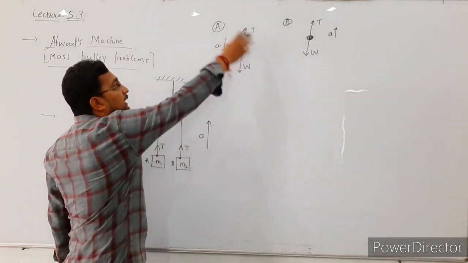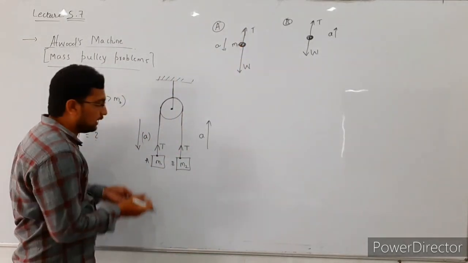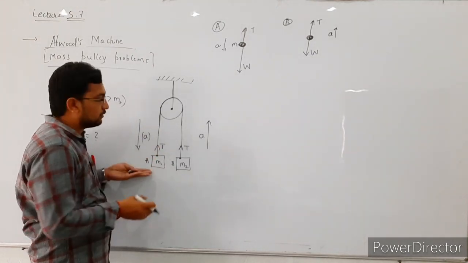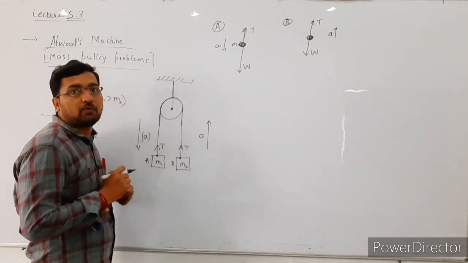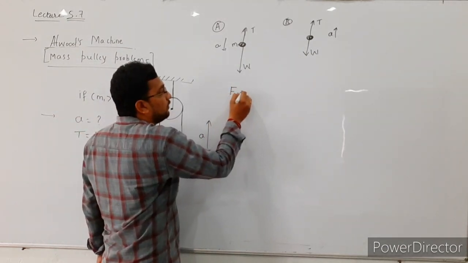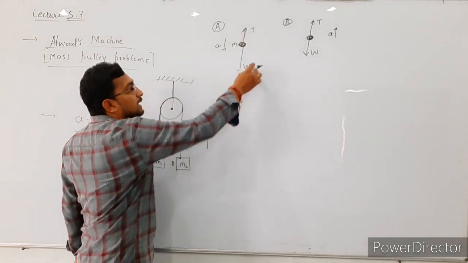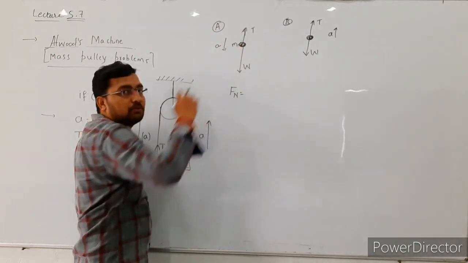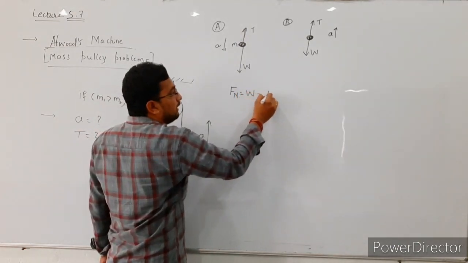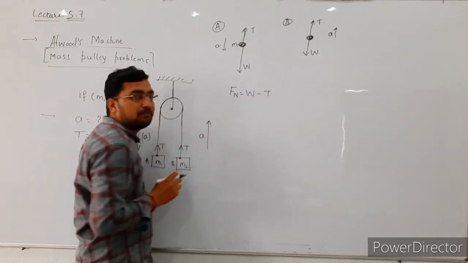So here, the net force acting on this system: in this case the weight of the body is more compared to the tension, that's why this body is moving in the downward direction. So then the net force is equal to maximum force minus minimum force. In this case this is the maximum force, due to which the body is moving in the downward direction. Then net force is equal to weight minus tension.